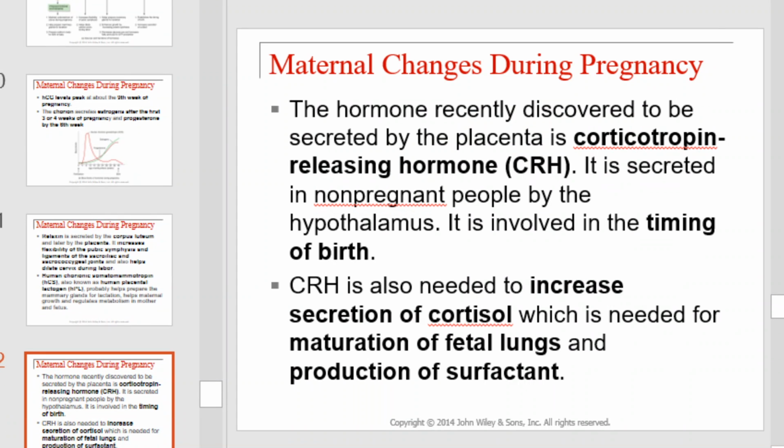The hormone recently discovered to be secreted by the placenta, corticotropin-releasing hormone, is secreted in non-pregnant people by the hypothalamus. It is involved in the timing of birth. CRH is also needed to increase secretion of cortisol, which is needed for the maturation of fetal lungs and the production of surfactant.